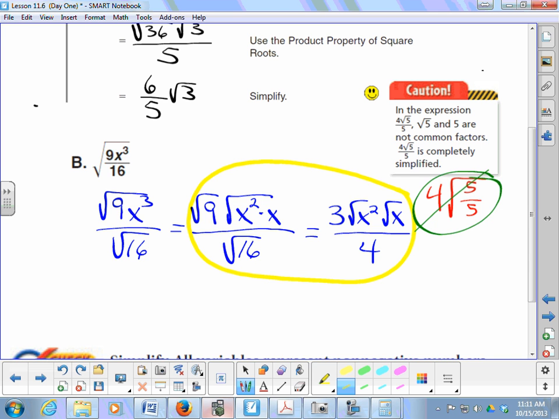Okay? All right. As far as the square root of x squared times x. Okay? If you want to go from here to step 3, that's fine, and bypass step 2. If you need both of them, use both of them. Okay? Whatever you need to do. So we get 3x square root of x over 4 is our answer. Square root of x squared is x.